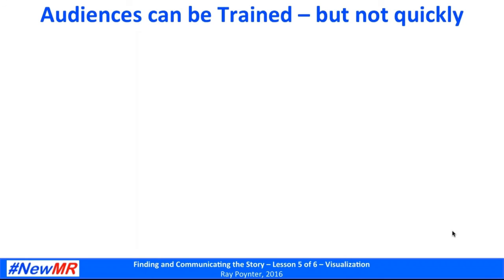Audiences can be trained, but not quickly. And this comes back to radar charts. If you have an audience that is used to reading radar charts, then they have been trained. If you talk to financial audiences, they're often very familiar with these box plots and whiskers and where things are moving on the stock exchange. And that is great. If you've got an audience who has been trained, then work with what they know.